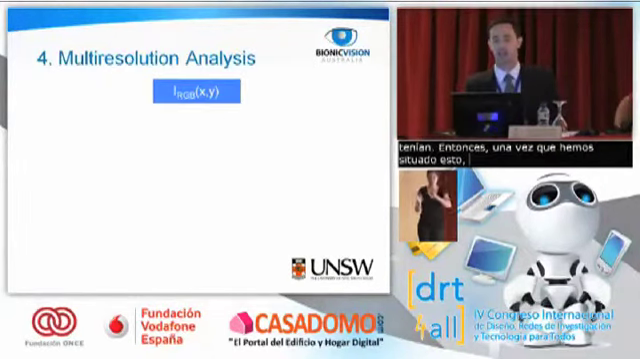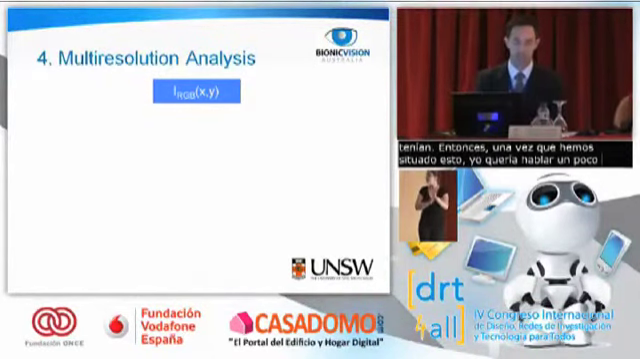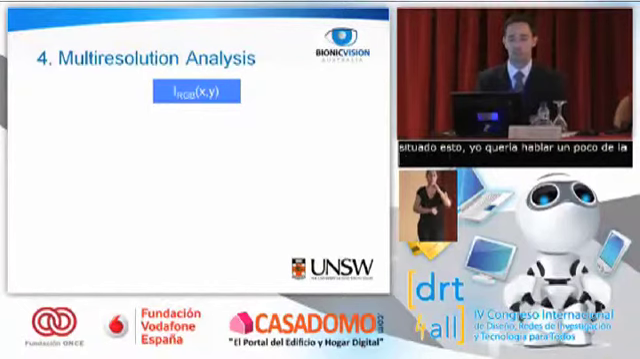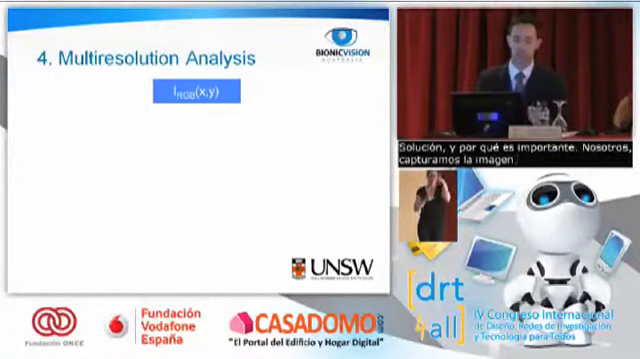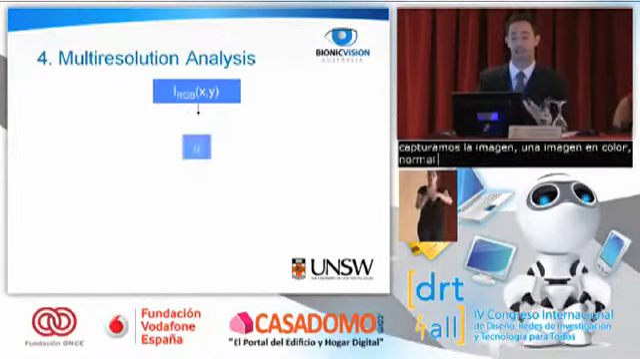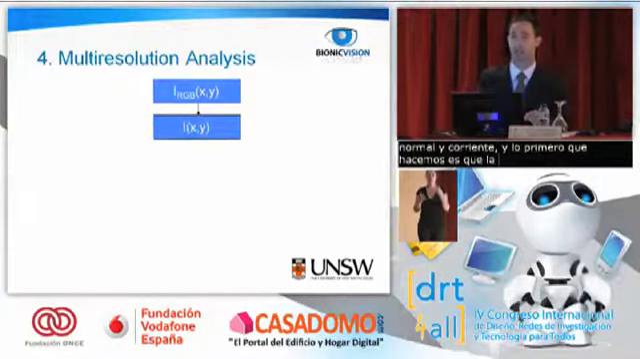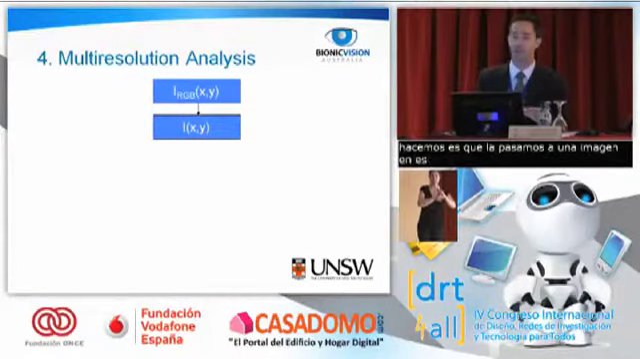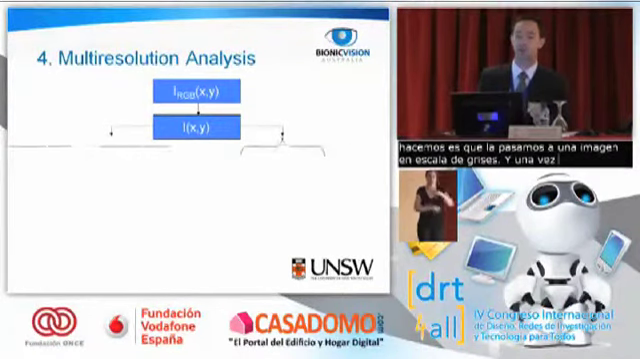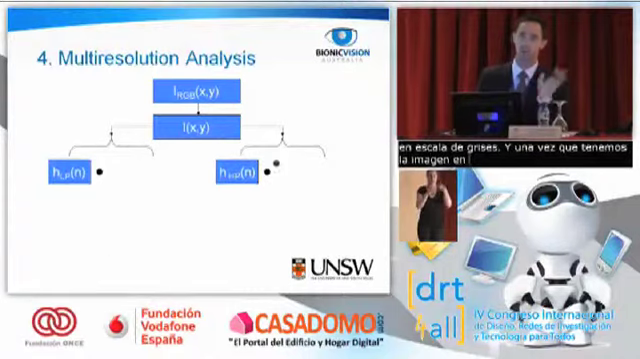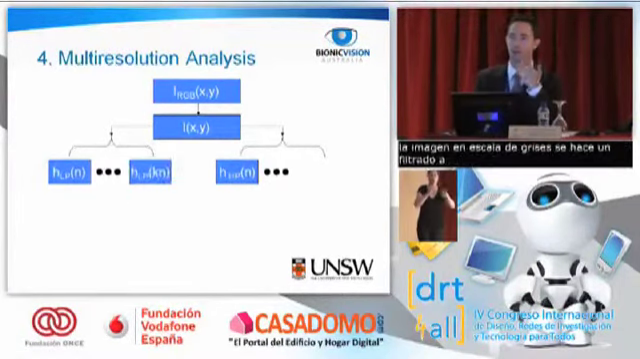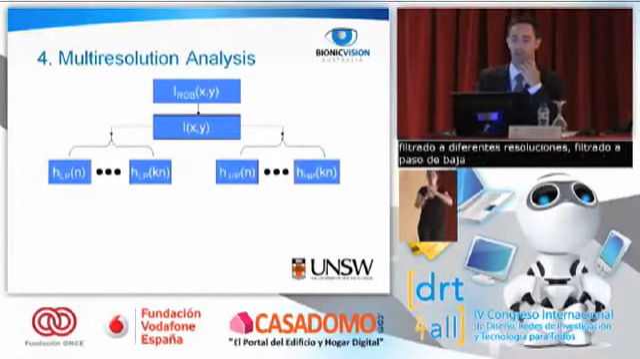After that, I would like to talk to you now about multi-resolution analysis and why it's important. We capture the image, color image, and the first thing that we do is we transform it into a scale of grays, and then there are different resolutions. We have low resolutions and high resolutions that we have applied in order to have different characteristics of the image.